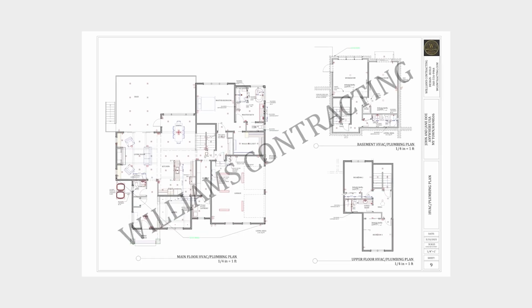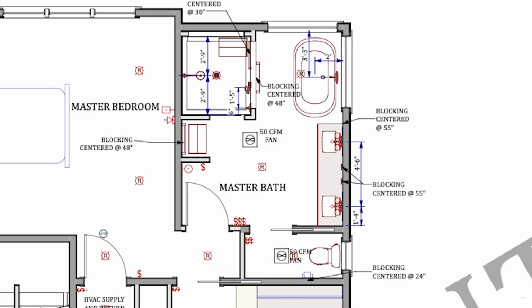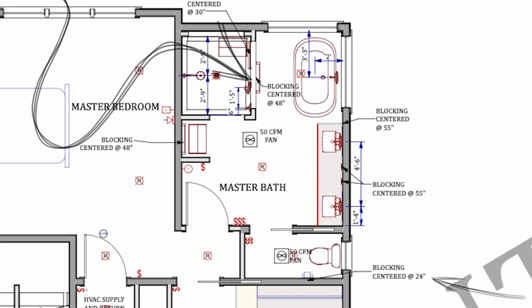Another great thing that you'll see on this particular plan is we call out blocking for towel rods, for grab bars, for anything that's going to be mounted to the surface of the finished wall after framing is complete, after drywall is complete. So this is a great reference here. We've got blocking centered at 48. This is going to be for a towel rod. Blocking centered at 24. That's for a toilet paper holder.